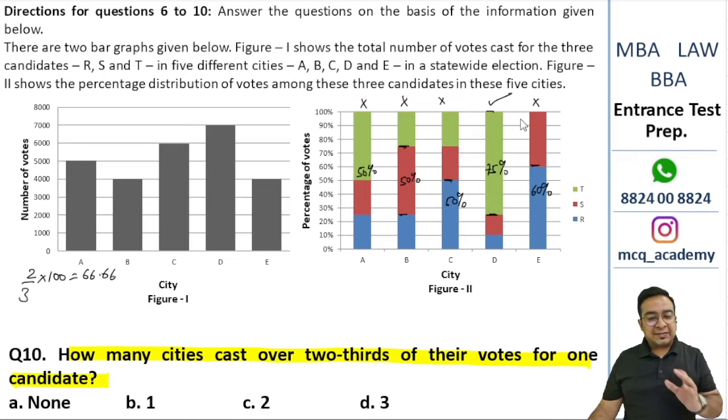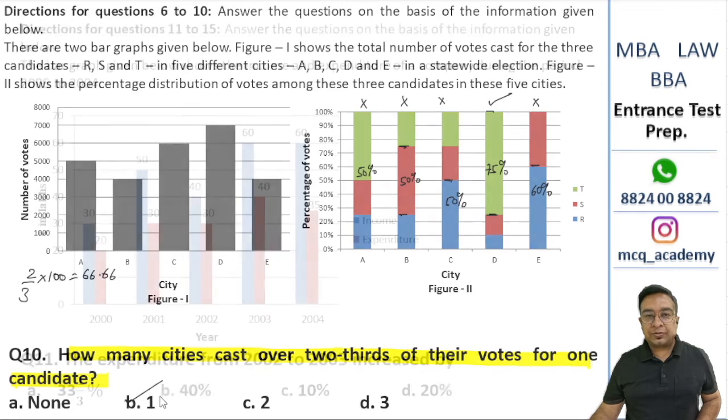So there is only one city which casts more than 66.67%, or more than two-thirds, of its votes to a single candidate. Therefore, we would mark B as the answer to this question.